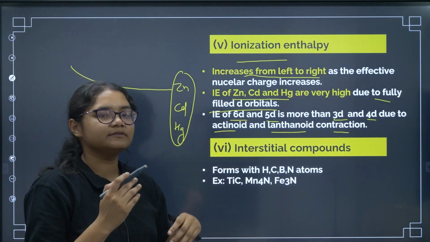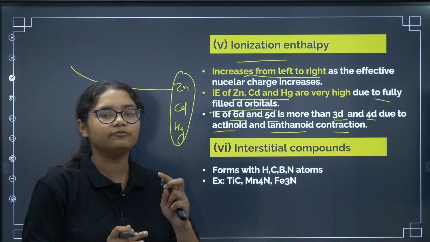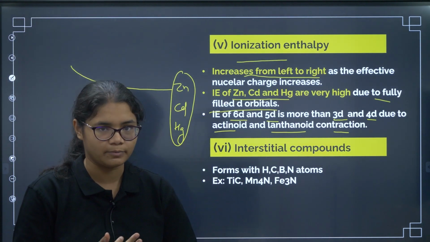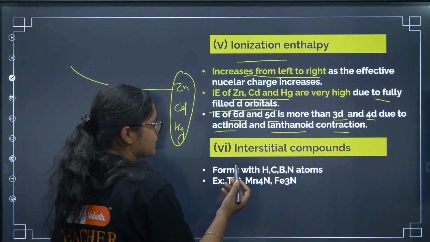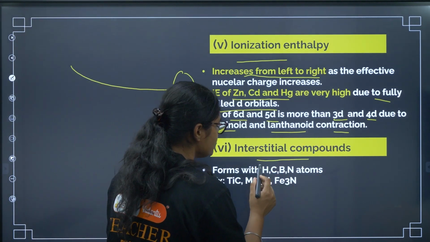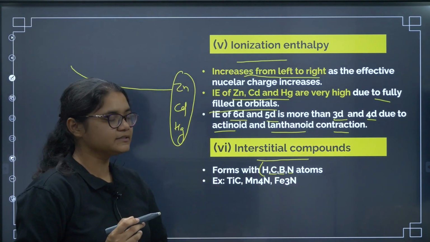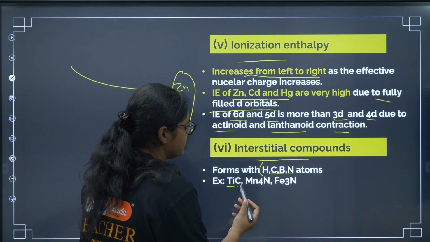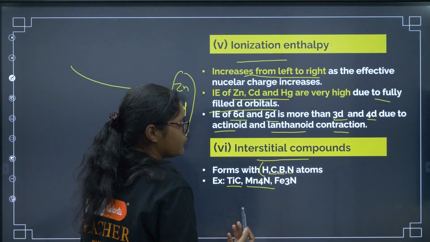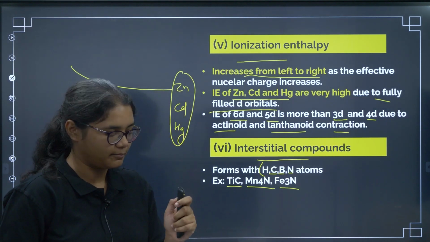Now these are some special properties shown by the transition elements. You have to know the reason for each special property. For example, interstitial compounds are formed with transition elements. With which type of elements do they form? Hydrogen, carbon, boron and nitrogen. You can remember these 4 atoms. Some examples are TiC, Mn4N and Fe3N. Just remember 1 or 2 examples.